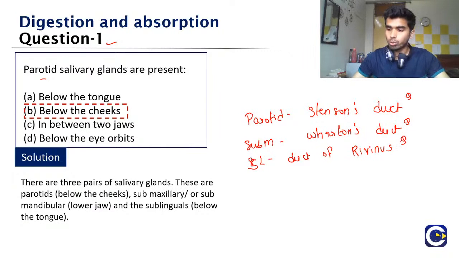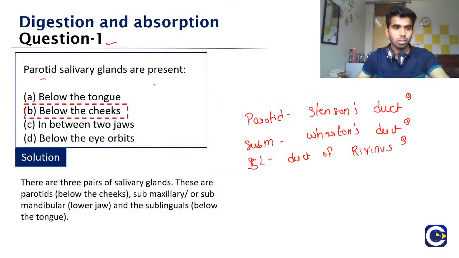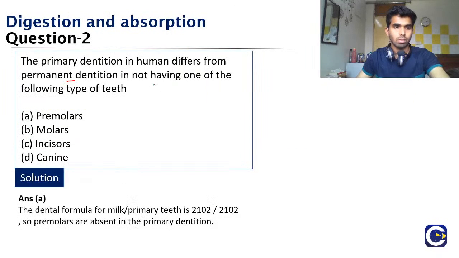Now moving on to question number 2. Yes, very well said, Hisham, Srividya, Akshay and Trisha, all of you are correct. Now coming to question number 2. So question number 2 is, the primary dentition in human differs from permanent dentition in not having one of the following type of teeth. Okay. Option A is premolars, option B is molars, option C is incisors, and option D, it is canine. So what is the answer over here? Yes, everyone.